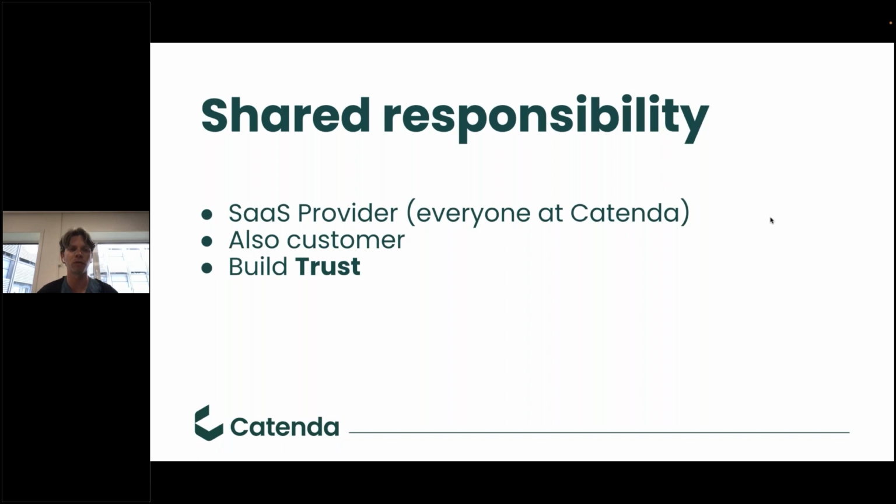So it's a shared responsibility, but we believe that if we have good practice and we show that, we will also be building trust with our customers, which is also the third value of our company. So it's openness, quality, and trust.